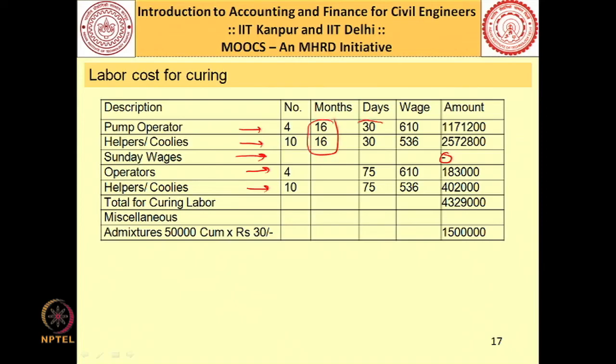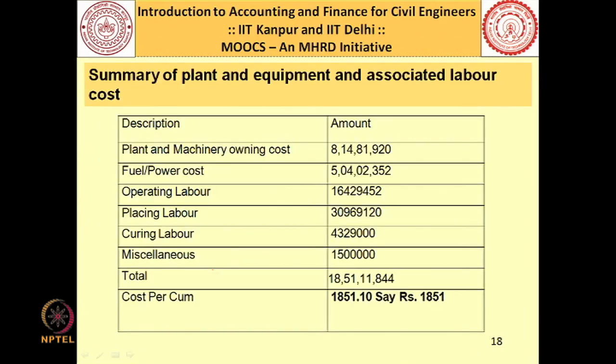In this case we are assuming 30 days, because curing you have to perform all 30 days, right, and depending on the wages you will get this amount. If you have to add admixture, that cost also can be added up. I have added 30 rupees per cubic meter for admixture. So this is how it is done.